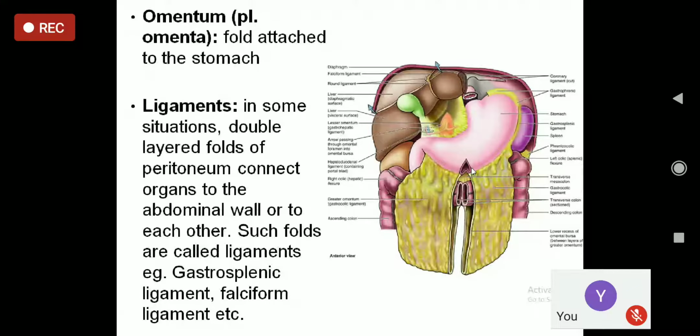So they are the different names of the fold of the peritoneum, so the ligaments, okay? So gastrosplenic ligaments, maybe the falciform ligaments, renal ligaments, so they are the ligaments. And then they are also the fold of the peritoneum.